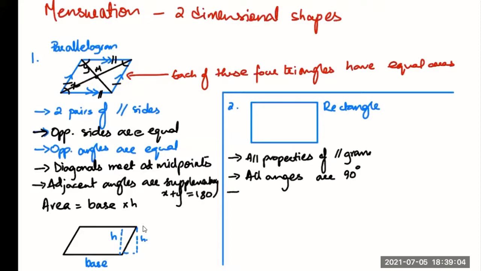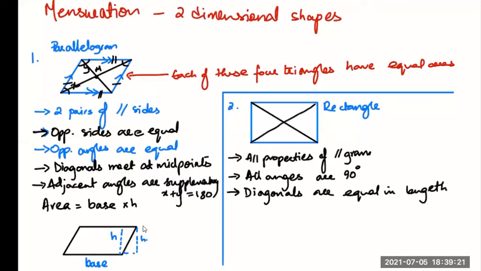All angles are 90 degrees and diagonals are equal in length. Okay, if I were to draw the diagonals. One side is called the length, the other is called the width. Either can be called the length or the width. Area has the formula length into width, so L into W.